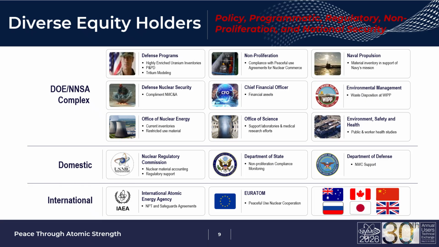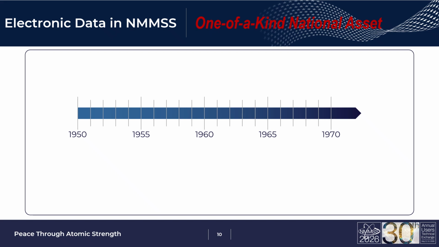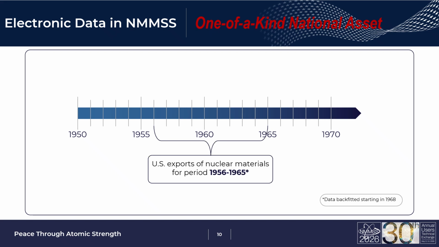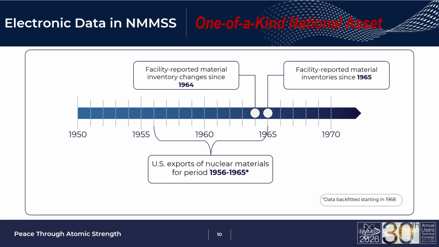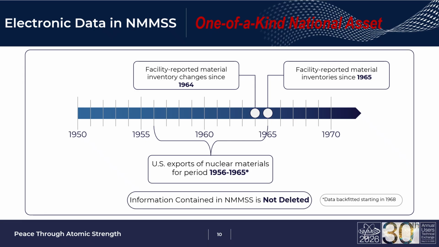The electronic data contained within NMMS is a one-of-a-kind national asset. U.S. exports of nuclear materials for the period of 1956 through 1965, prior to the establishment of the NMMS computer system, was electronically backfitted. NMMS has facility-reported material inventory changes, called transactions, since 1964. NMMS contains facility-reported material inventories since 1965. Note that information contained in NMMS is never deleted.